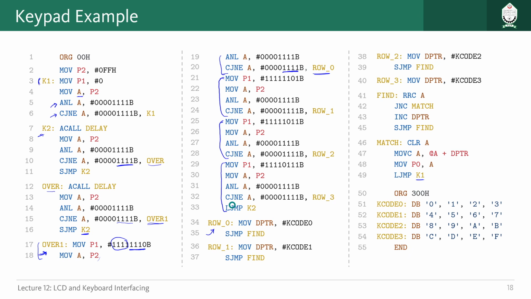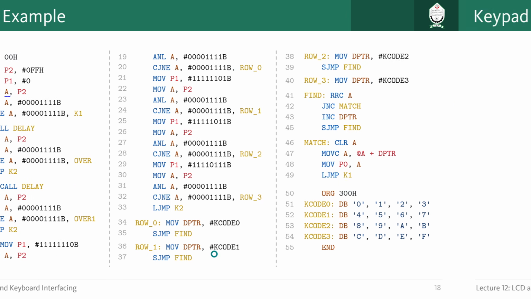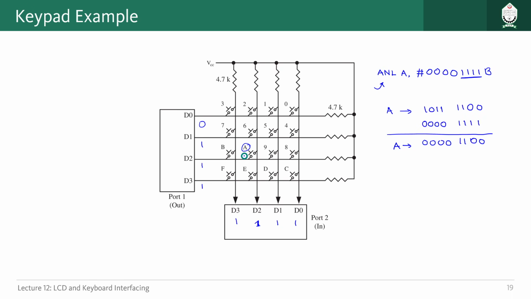That's the idea. In all of the cases, we are just comparing. If they are equal, we jump to that particular subroutine because we have identified the row. Now we have to identify the column. For our case, we said that A has been pressed, so the value we had sent in that case was 1 1 0 1, right? This is the value we have sent, and for that case the value we will be getting at port 2 will be something like this, right?